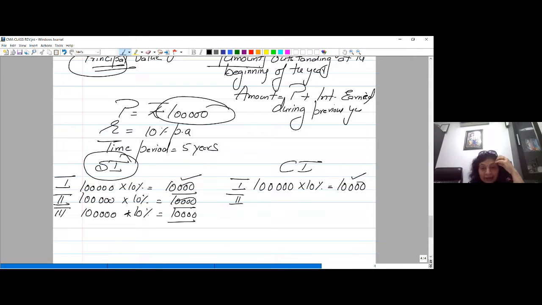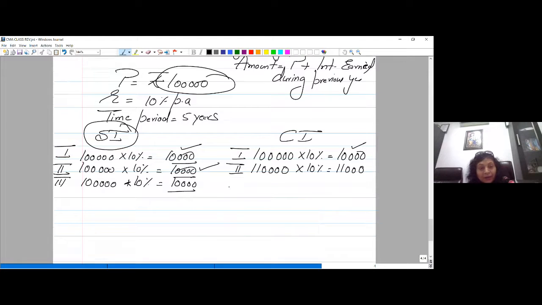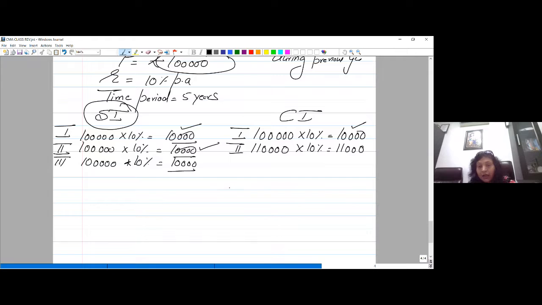But in second year, the amount becomes 1,10,000. So 1,10,000 at 10% rate of interest will yield 11,000 compound interest. In case of simple interest, we get a flat 10,000. But in case of compound interest, our interest keeps on increasing because it provides interest on interest as well.